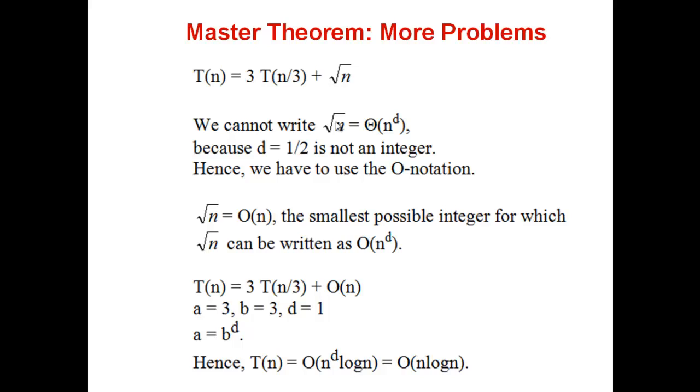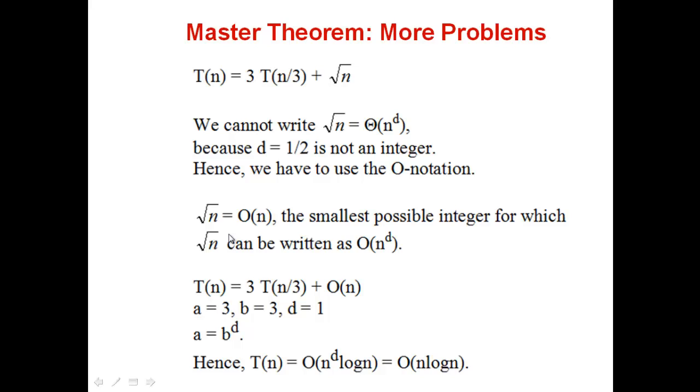So once we decide d, check if it's an integer. If it's not an integer, we cannot use the theta notation. We have to proceed by using the big O notation. So in this case, square root of n can be written as big O of n. Again, when you use big O, you can use any upper bound. So we write the smallest possible integer, that means we are writing the closest possible upper bound for square root of n, with the exponent inside being an integer. So we can say square root of n is big O of n.